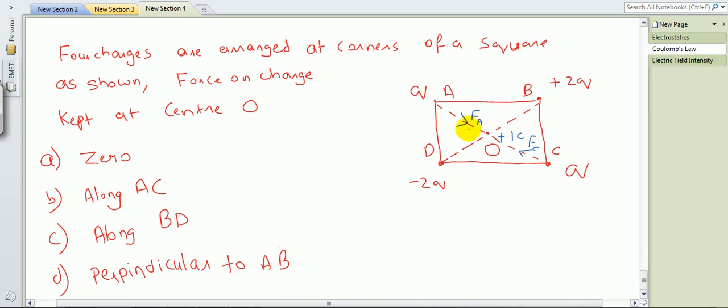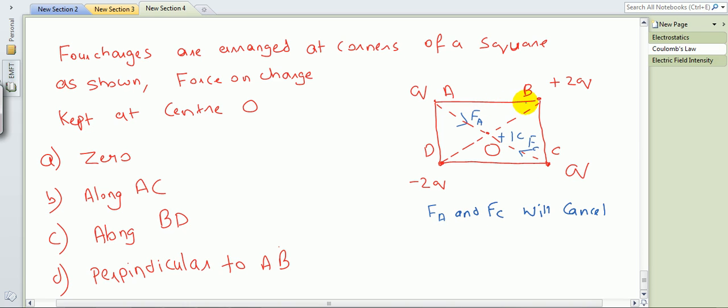Here FA and FC will be the same because the magnitude of the charge is the same, and the distance is also the same, like OA and OC will be equal. So FA and FC will be equal and in opposite directions. So FA and FC will cancel each other.